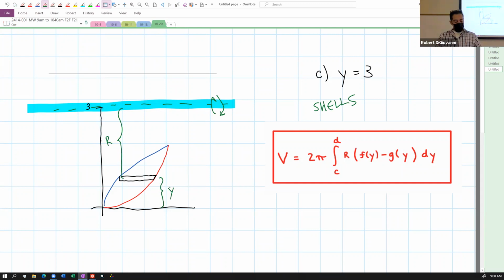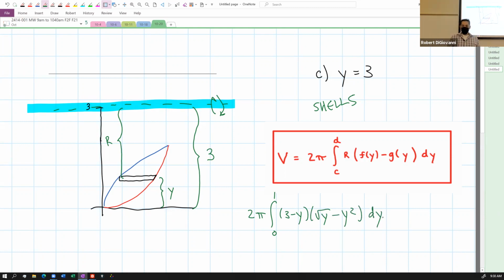And then we also know the distance from here all the way down to the x-axis, right? Here to here is 3, right? So what would r be? 3 take away y, right? Not y take away 3. 3 take away y. So we got it. Volume will be 2 pi, integral 0 to 1, 3 take away y, square root y minus y squared dy. Is this better than trig sub?